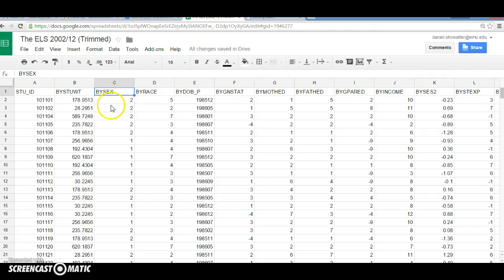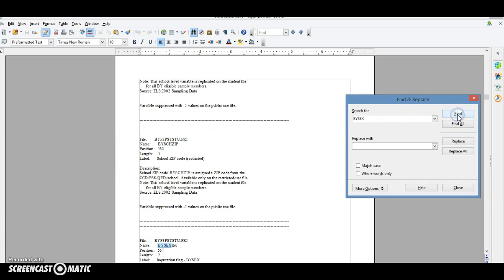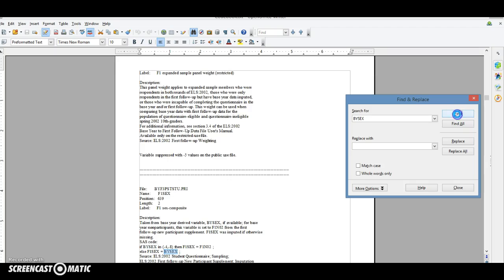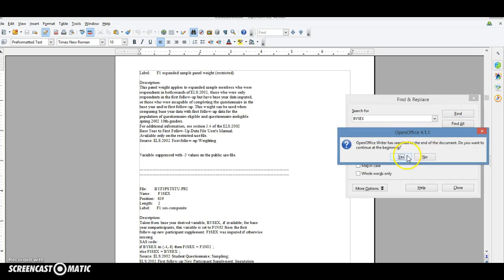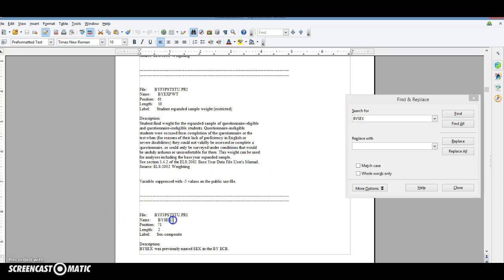Next one, we have sex. So this is base year sex, male or female. We have 2s and 1s, and we can quickly guess that those are probably representing males and females. But which are they? So if we want to take a look at something like that, we would just copy that, go into the codebook file, paste it. We may have to click around a little bit until we get to the place where it says name and then has our variable.